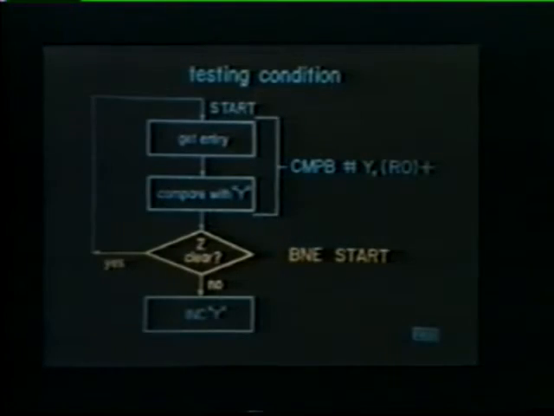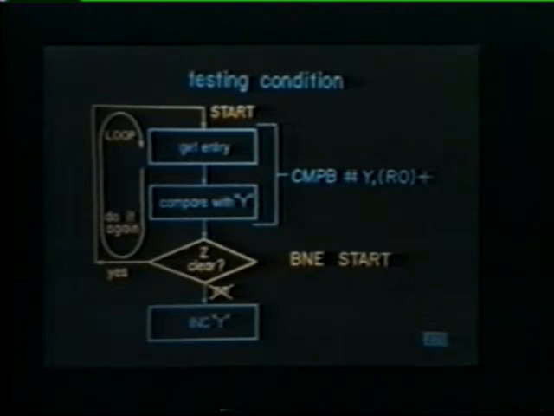Testing this condition is accomplished by the BNE start instruction, which looks for a not equal condition. It asks, is the Z bit clear? Since we know that a cleared Z bit means we have not found the desired value, we branch back to start and repeat the entire process for the next entry. In other words, we form a loop.